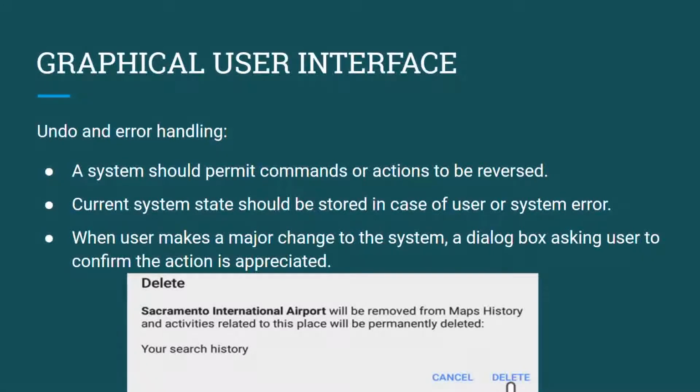Errors always happen. The user may make some mistakes. The user should always be able to revert back to the previous state so that they can continue from there. When the user is making major changes or deleting something, there should always be a notification message stating the severity of the action. For example, if a user is deleting a big chunk of files, there should always be a confirmation message before deleting it.